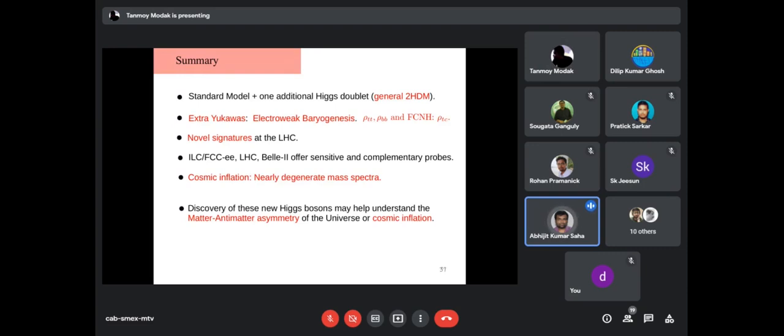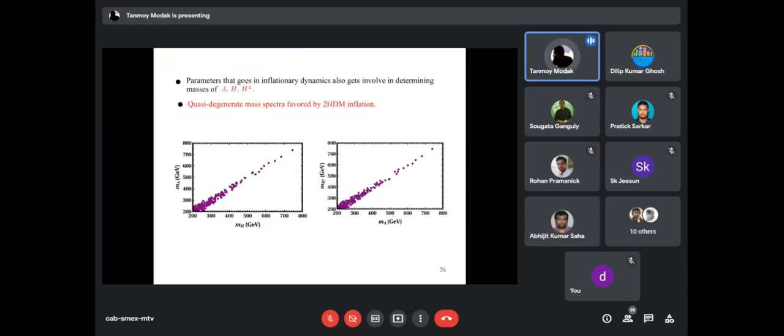I am asking Tanmoy. You have commented that cosmic inflation prefers nearly degenerate mass spectra. Since you are doing this Higgs-inflation study, cosmic inflation observables would restrict only the quartic coupling of the second Higgs doublet. So how did you reach this conclusion? You require nearly degenerate masses. Sorry, I cannot see your face. No, the camera is not there. So what is your name? I can't see because I'm seeing the screen. I am Abhijit. Oh, hi.